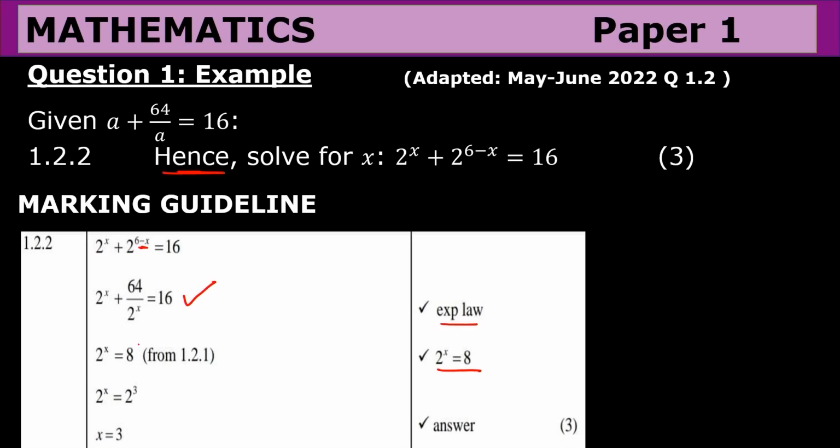Now this comes from the previous question. That's why our question started with hence, because it comes from what we've calculated from 1.2.1. So now taking what we've noticed from 1.2.1, we can see that in the equation that was given, there was an a there and there was also an a there, which then means that our 2 exponent x is equal to 8, since we've already calculated that a is equal to 8. Then of course we are going to get a mark for the answer, and those are where those 3 marks are allocated. Let's move over to the next question.